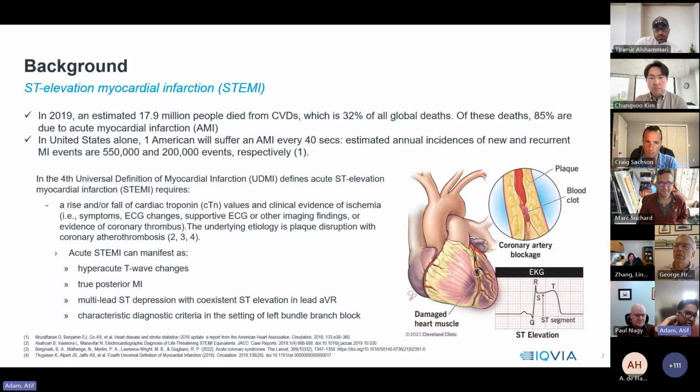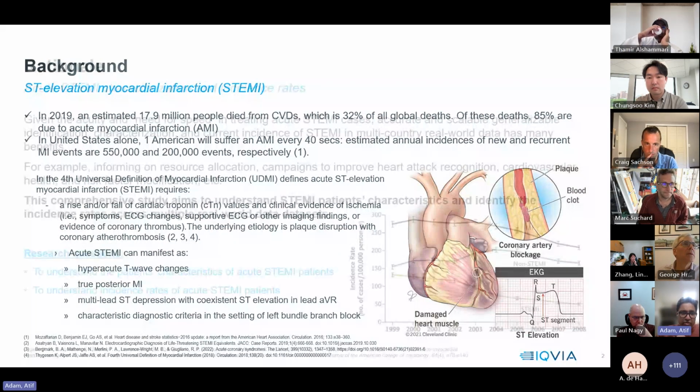But as we get down to the definition of what a STEMI is, which is an acute ST elevation MI, it's a mix of both diagnoses as well as a clinical biomarker, as well as potentially having a very specific ECG elevation as well. So it's not just a simple diagnostic evaluation.